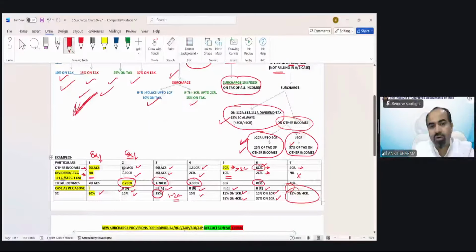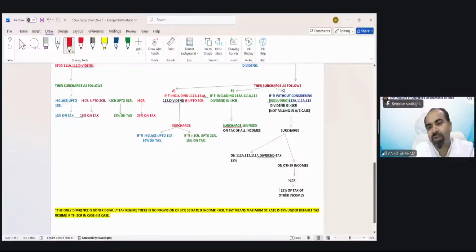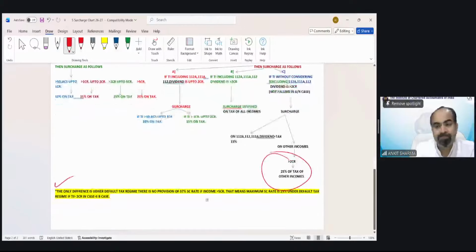The chart for default tax regime is also prepared, and you can see there is only one difference, and that is this. There is no 37% rate here. It has also been mentioned in the note. So that was the surcharge provision, which I thought was really important to discuss with you all.